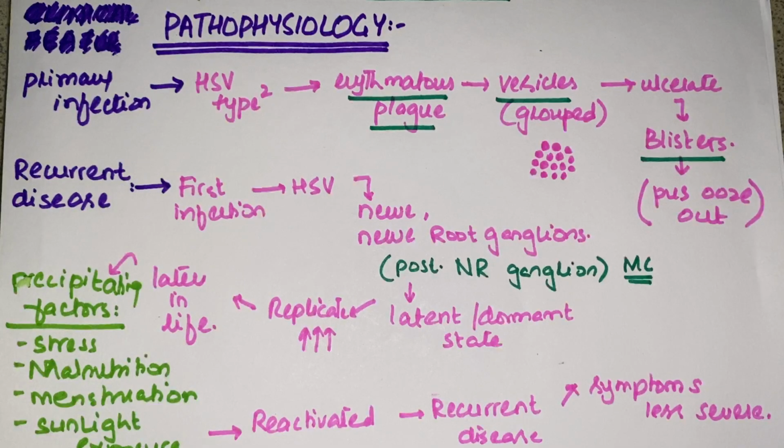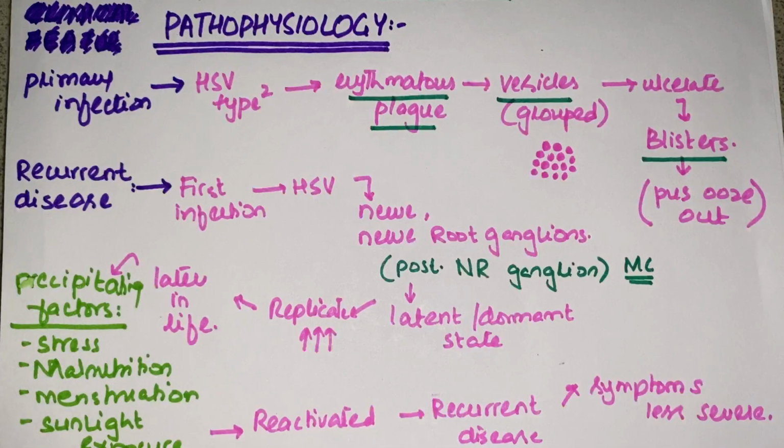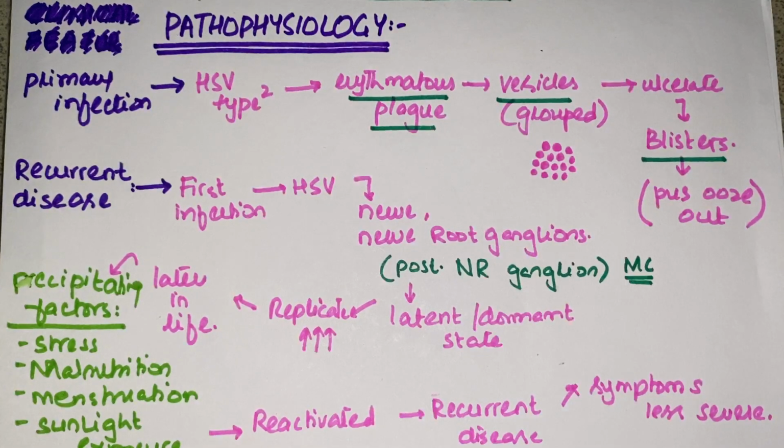During this primary infection, the virus goes down underneath where nerves and nerve ganglia are present. It goes into the nerve and the nerve ganglion and rests there in a latent or dormant phase.